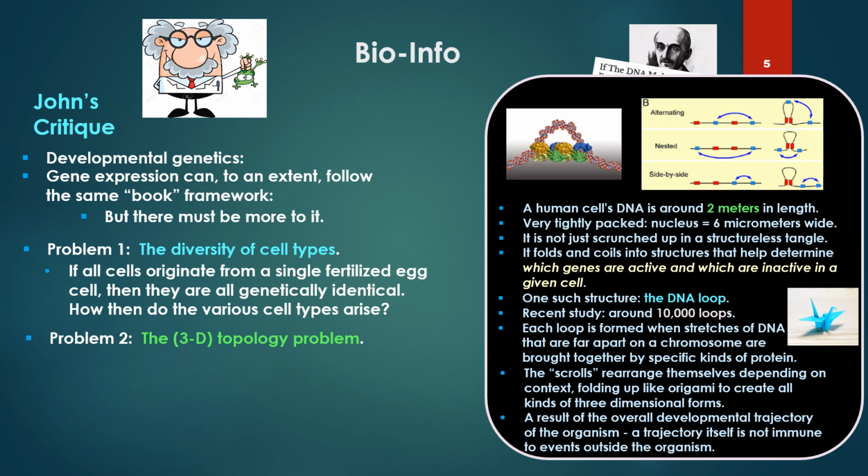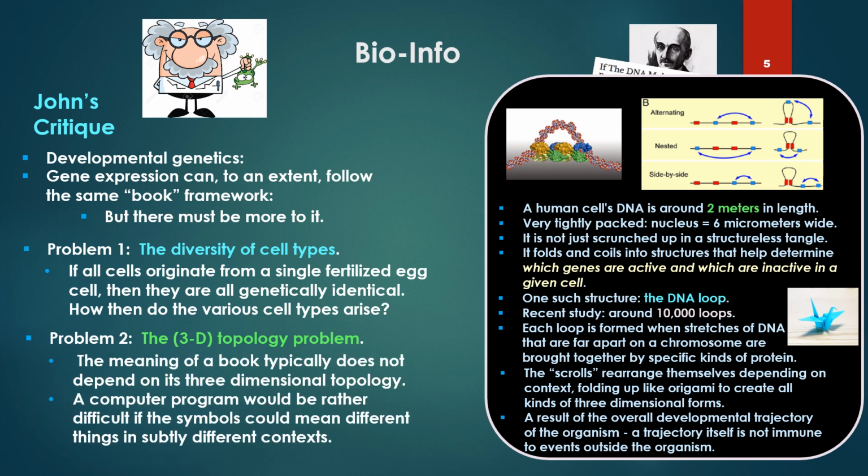So the meaning of a book typically does not depend on its three-dimensional topology. A computer program would be rather difficult if the symbols could mean different things in subtly different contexts. That is, if the code could be three-dimensionally structured, and everything depended on what the structure looked like.